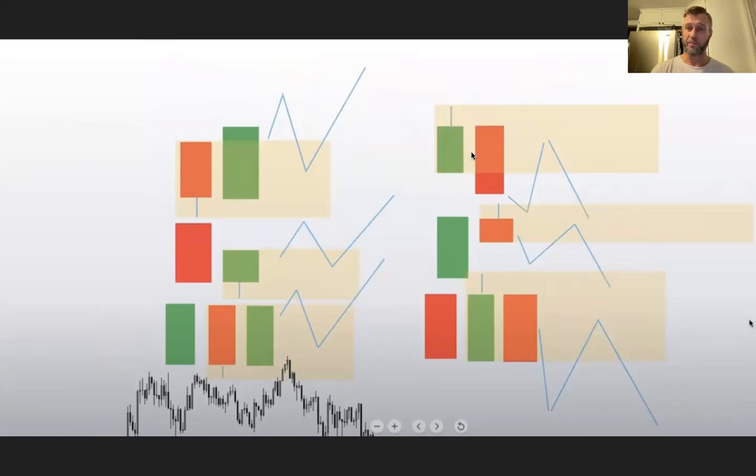So anyway, the bearish candles, you get the bearish engulfing. It would break, come back into the order block, and then go. This one is the bearish, bullish, bearish.